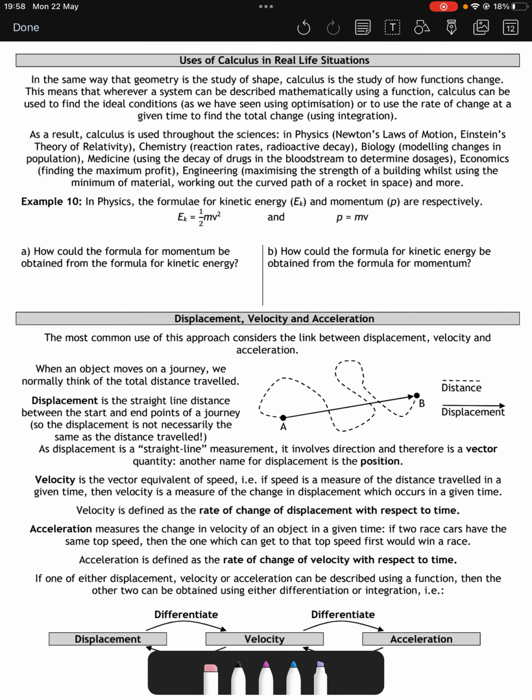Okay, use of calculus in real life situations. So this is a very vast topic. A lot of you will go into some of this in much more detail than we're going to touch on in higher maths, depending on what route you go down. But calculus is used massively throughout sciences.